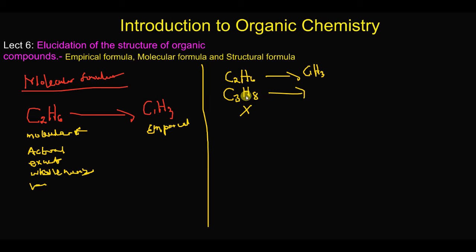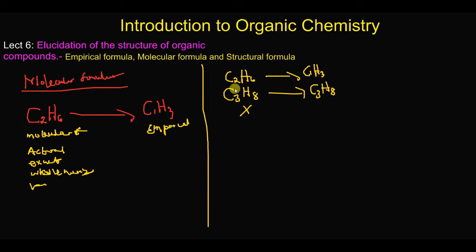Remember, we don't want a decimal. We always want a whole number, and so this still remains the same here. So 3 is to 8. This is the simplest ratio you can get. Further divisions will give you a decimal, which we don't want.